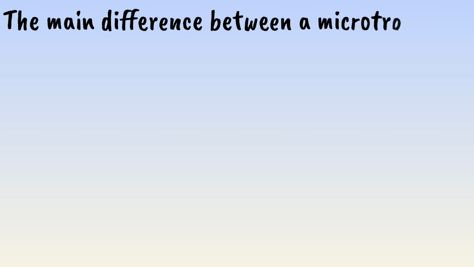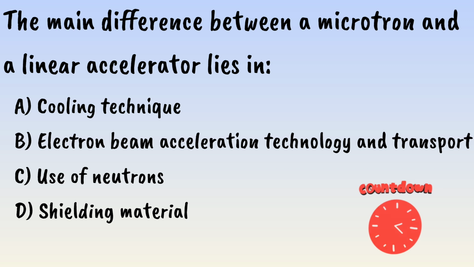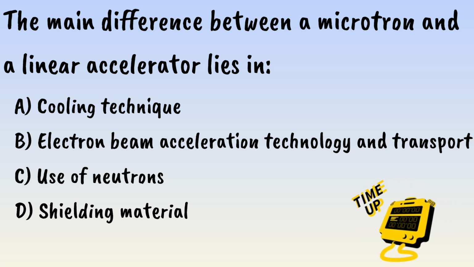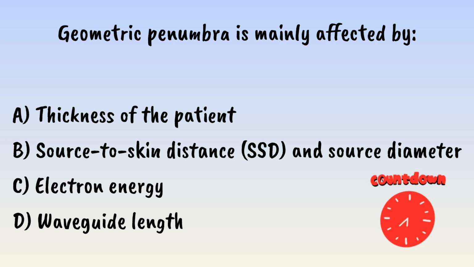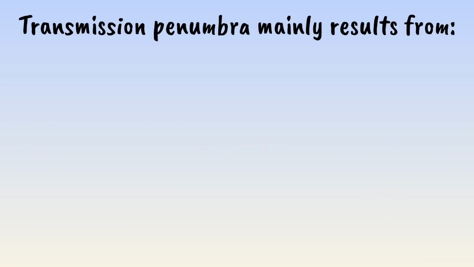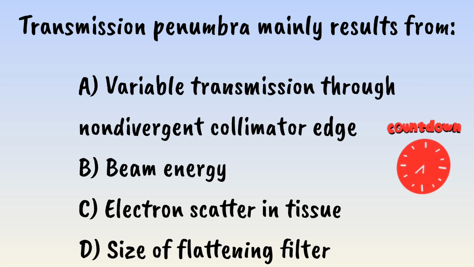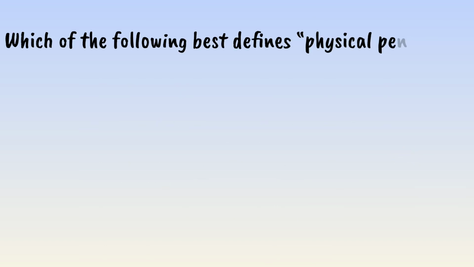The main difference between a microtron and a linear accelerator lies in. Geometric penumbra is mainly affected by. Transmission penumbra mainly results from. Which of the following best defines physical penumbra?